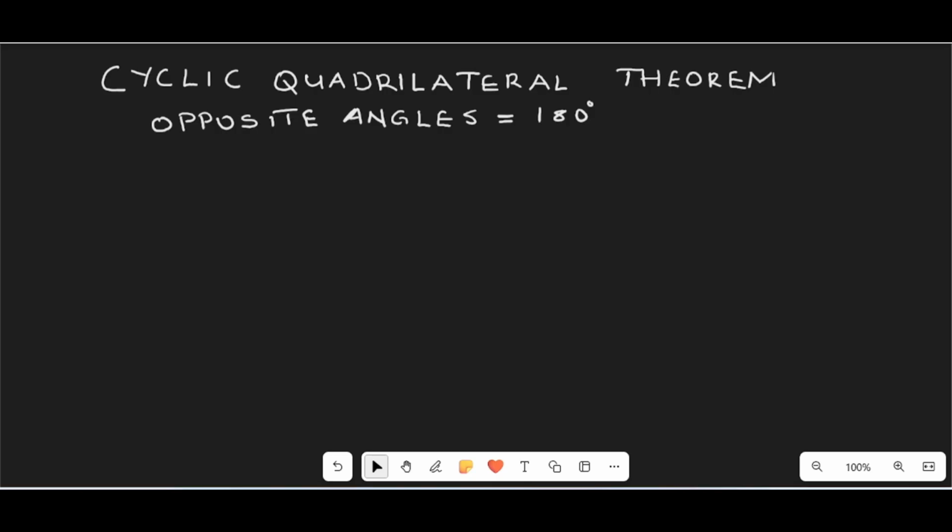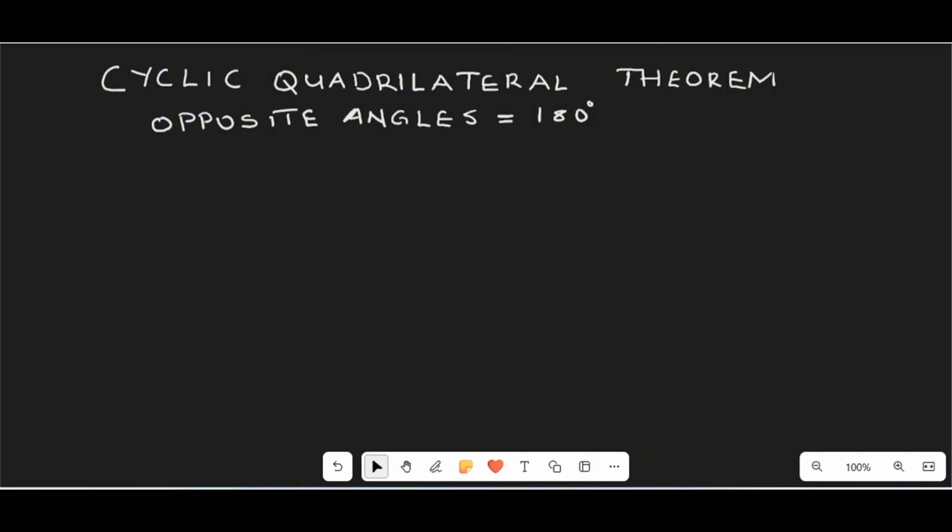Today we are diving into another powerful circle theorem, the cyclic quadrilateral theorem. This one is a must-know for exams like WAEC, JAMB, IGCSE and SAT. So let us start.